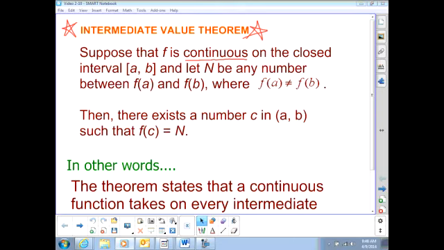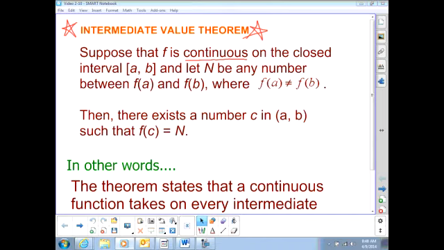F of a and f of b are y values, so therefore n is a y value. So essentially we're saying pick some y value that is in between two other y values. And we're assuming that f of a and f of b, those y values, are not equal. So pick a y value in between two non-equal y values.